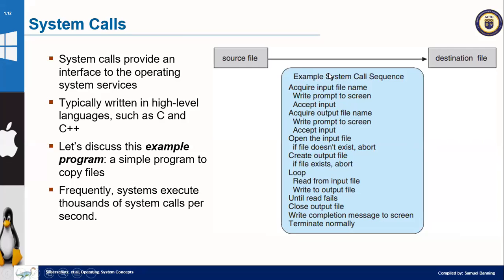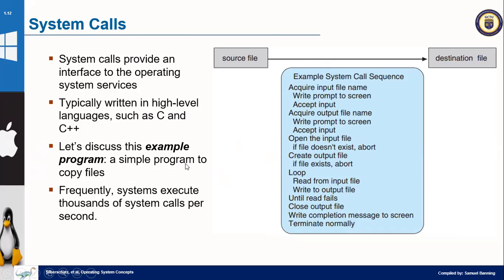All the activities that are performed in this operation are system calls. So system calls provide an interface to the operating system services. These system calls are typically written in high-level languages, such as C and C++. Now, a lot of the activities that we perform in the computer system execute millions and thousands of system calls per second.